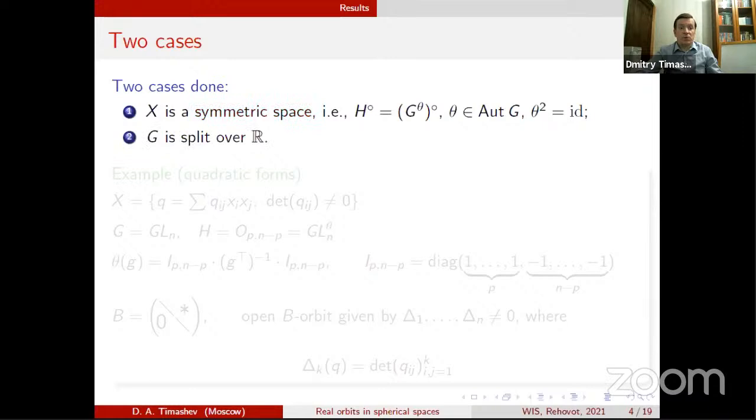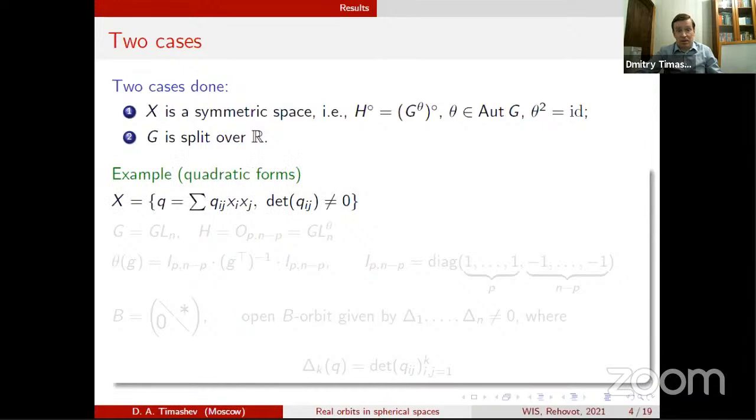And the second case, which we consider, is the case of split group. We assume that G is split. So in these two different cases, we get an answer which we consider as satisfactory for this general classification problem. Let me say that the example which I started with, the example of quadratic forms, fits in both cases.